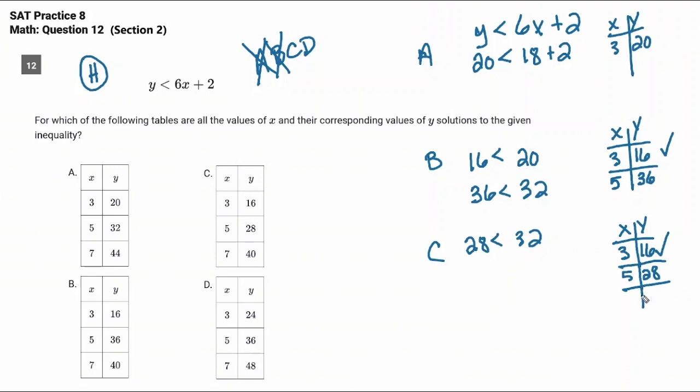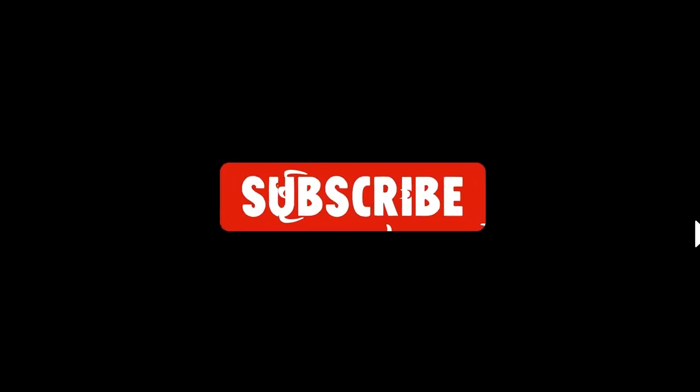So we move to the last one. 7 and 40. This time y is 40. Is that less than 6 times 7, 42, plus 2, 44? Is 40 less than 44? It is. So everything worked with C. I don't need to plug in with D because I didn't make anything up. I get it right, and I move on.